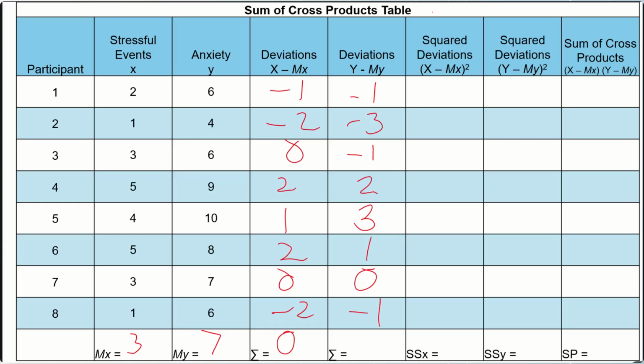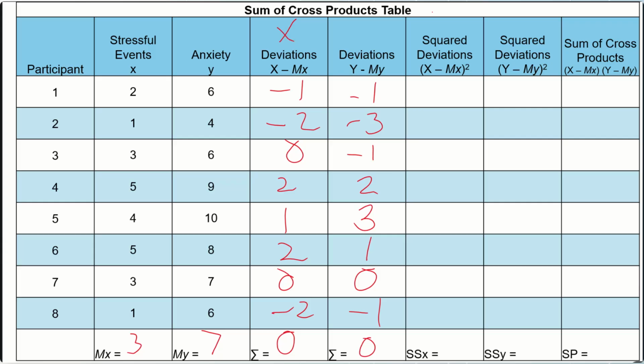So let's add that up, make sure we got everything correct. So negative 1 plus negative 3 plus negative 1 plus 2 plus 3 plus 1 plus 0 plus negative 1 equals 0. All right, success. Now that we have our deviations, we can move on to squaring. So we'll focus on the deviations of x first.